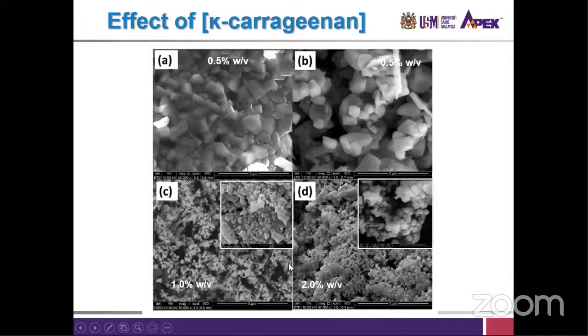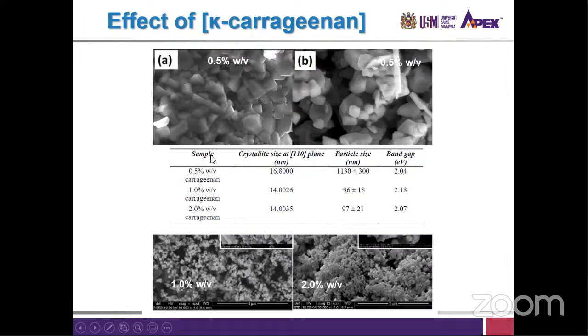So you can see from the FESEM, there will be a difference in the particle sizes. What we found for the sample with 0.5% of carrageenan as a biotemplate is that the particle size is quite large, about 1 micron. But when we put in 1% and 2%, the particle size starts to reduce to 96 nanometers, as well as the crystallite size. It also affects the band gap.